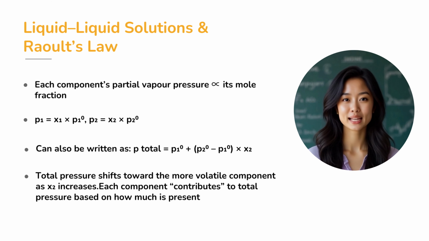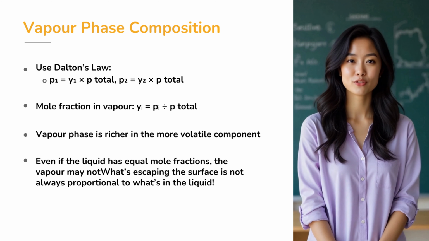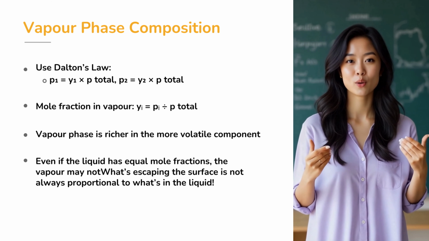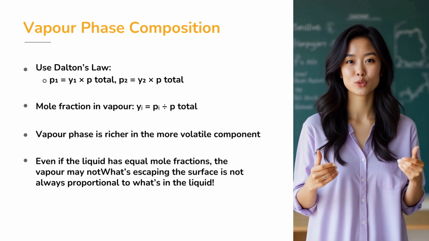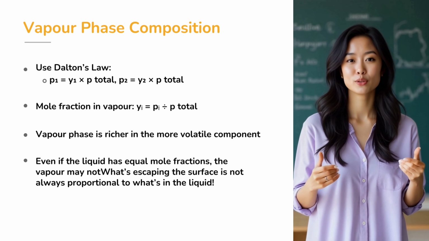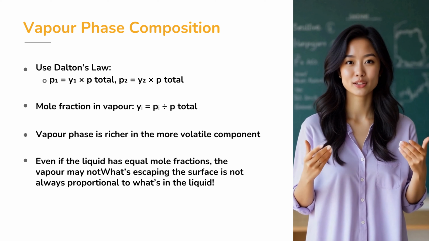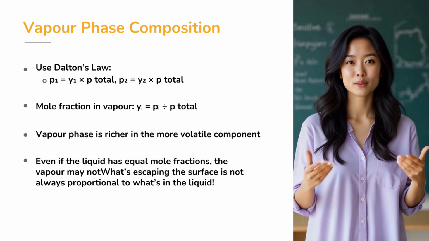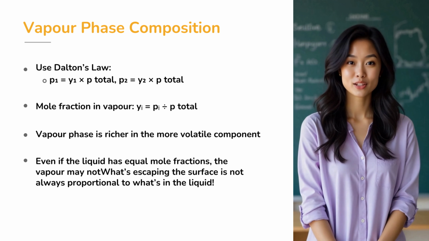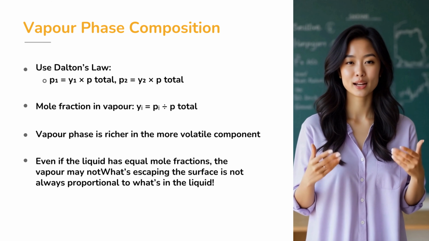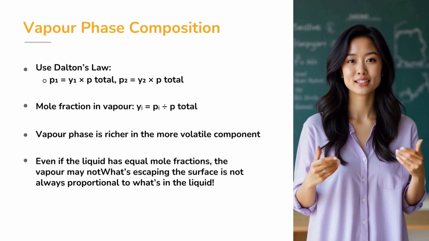As mole fraction X increases, the total pressure shifts toward the more volatile component. To find the composition of vapor phase, we use Dalton's law. P1 equals Y1 times P total. P2 equals Y2 times P total, where Y1 and Y2 are the mole fractions of components 1 and 2 in the vapor phase. So, Yi equals Pi divided by P total. This shows that vapor phase is richer in the more volatile component, even if the liquid phase is equimolar.